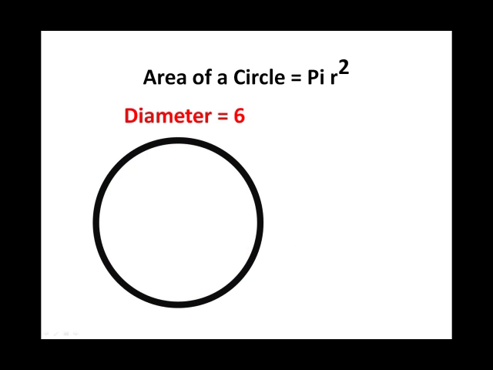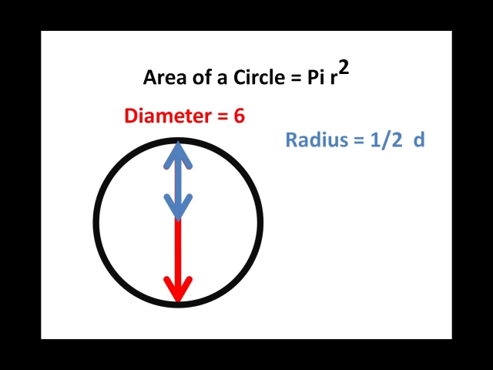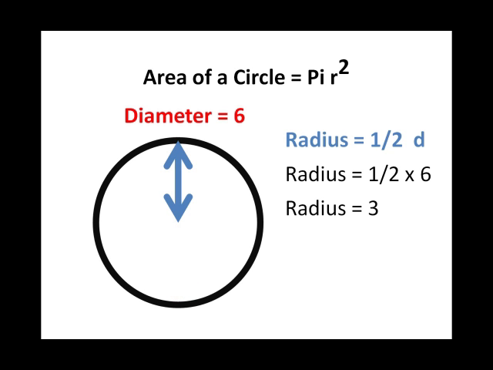So let's give our circle a diameter of 6. So there is our diameter, vertically represented by a vertical line here in red. And from the diameter, we know that we can find the radius because the radius is 1/2 of the diameter. So, because we have a diameter of 6 and the radius is 1/2 of that, we multiply 1/2 times 6, which gives us a radius of 3. So we know that our radius is now 3.